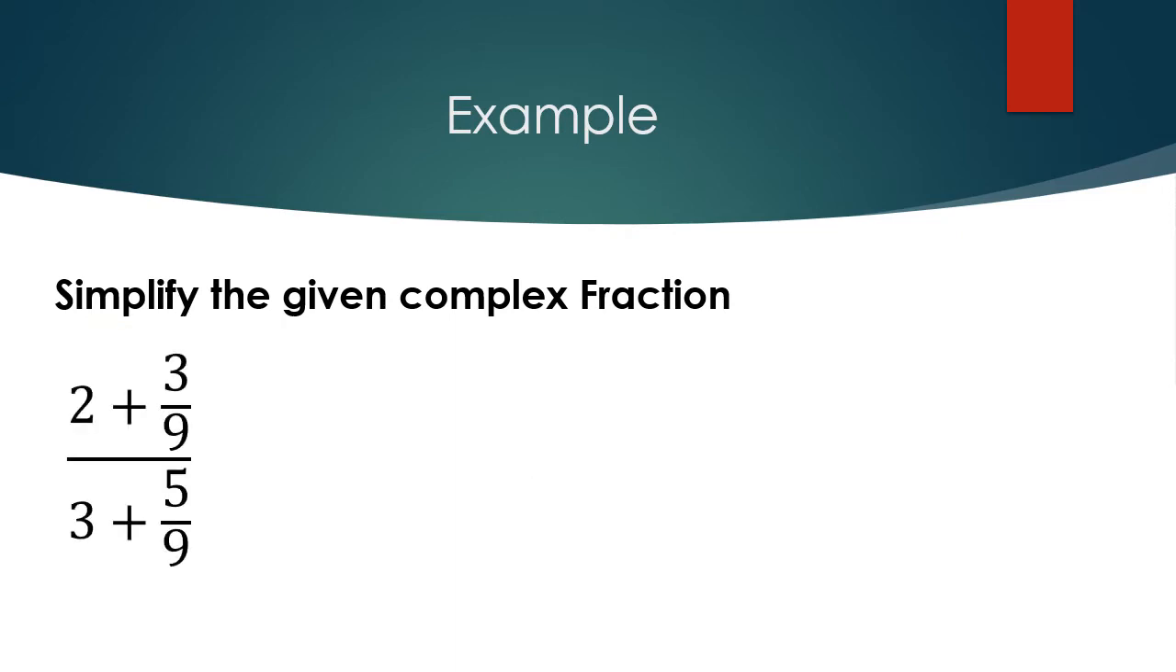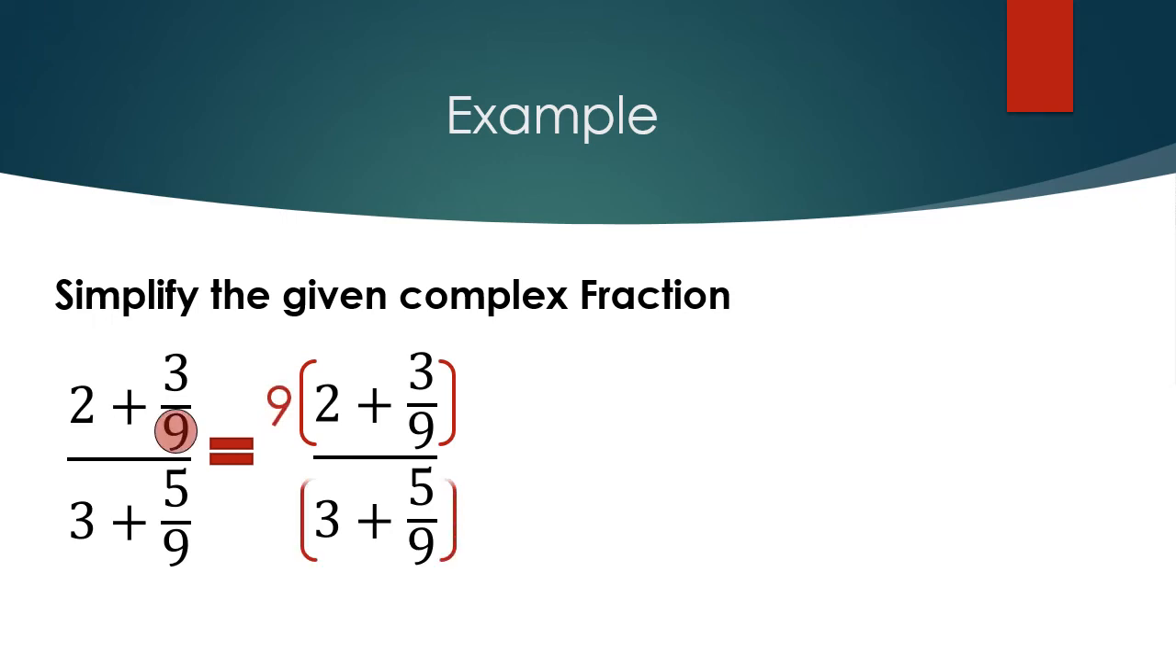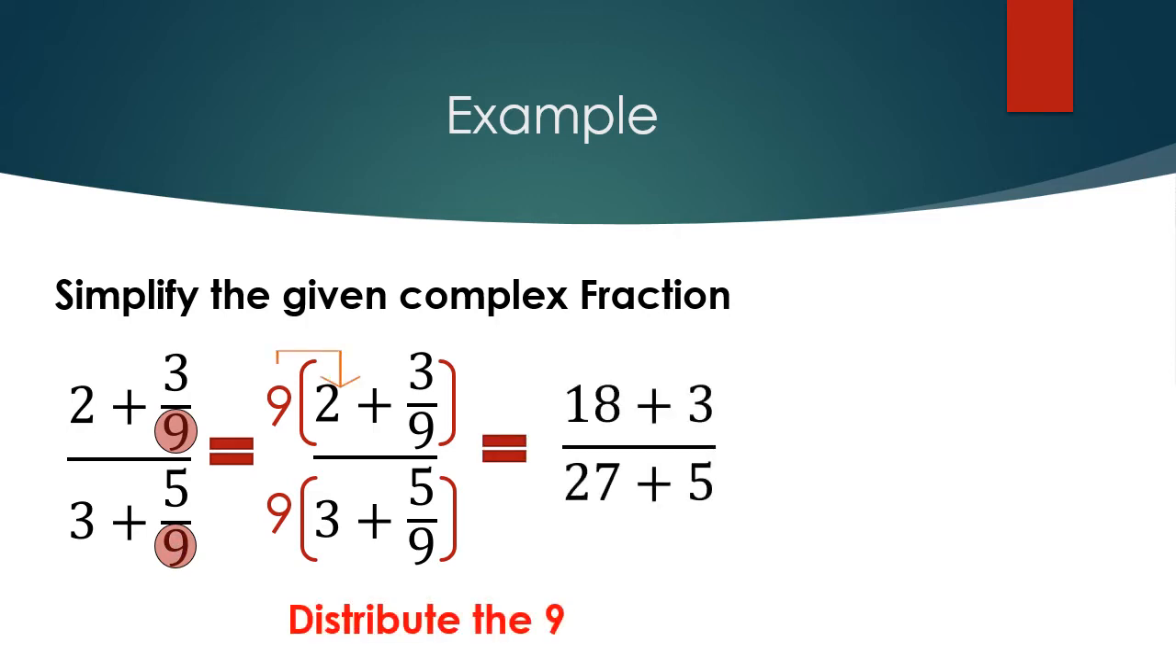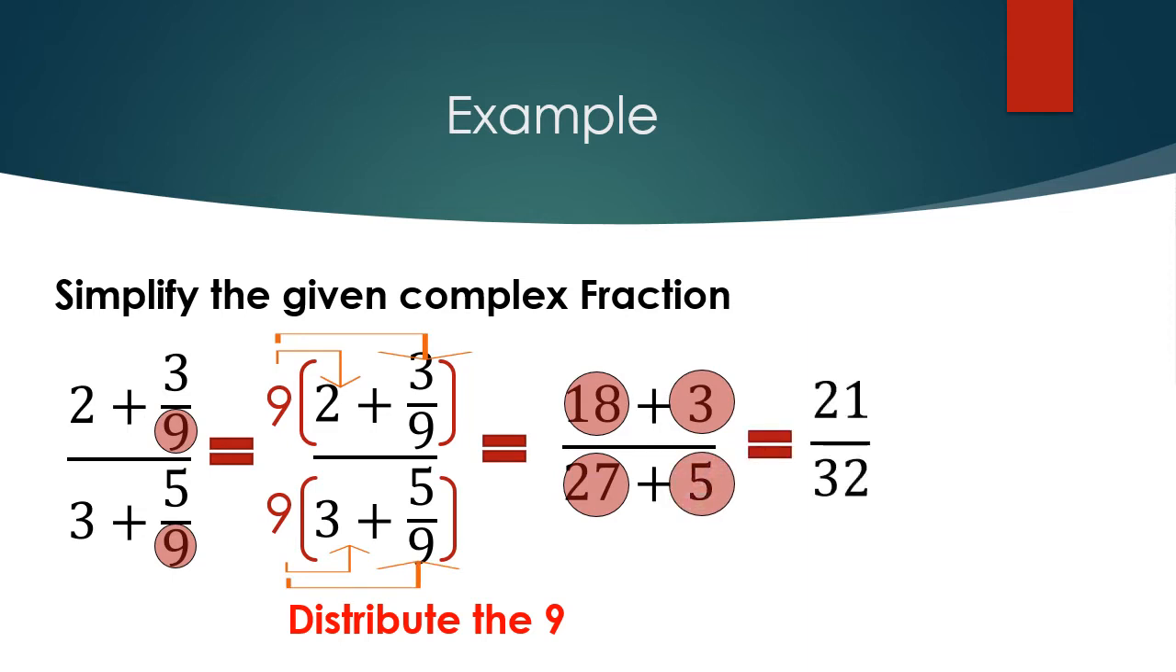Now we need to simplify this fraction. So I notice the least common denominator is 9 here. So we're going to multiply the top part by 9 and the bottom part by 9, because that's my least common denominator. Now we're going to distribute the 9. So 9 times 2 is 18. 9 times 3 over 9, that's 3. 9 times 3, that's 27. And 9 times 5 over 9, that's 5. Therefore, the final answer is 21 over 32.